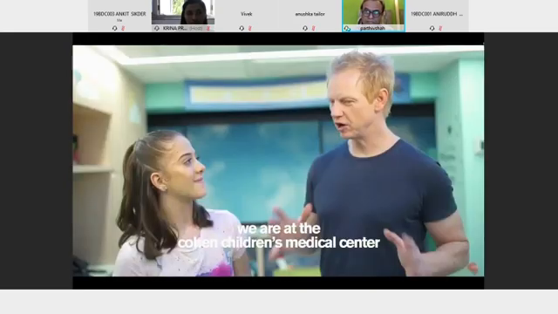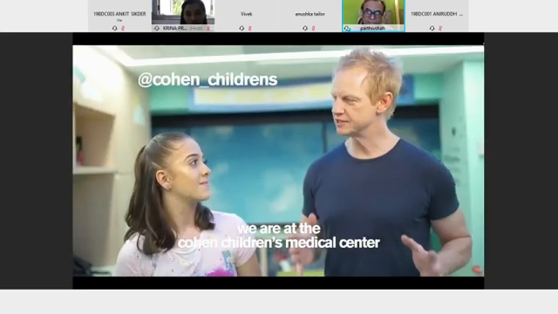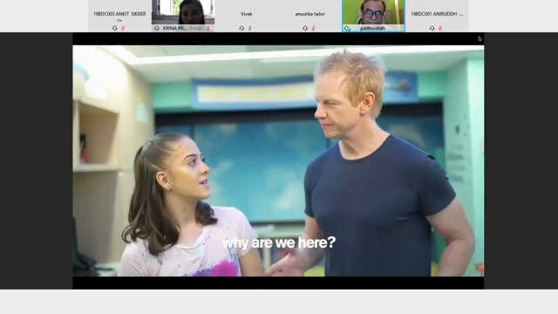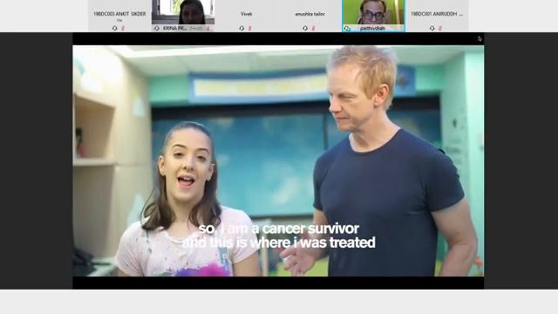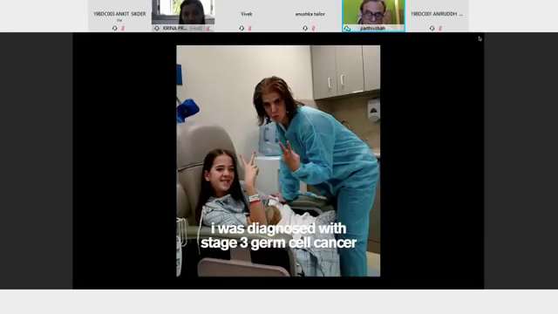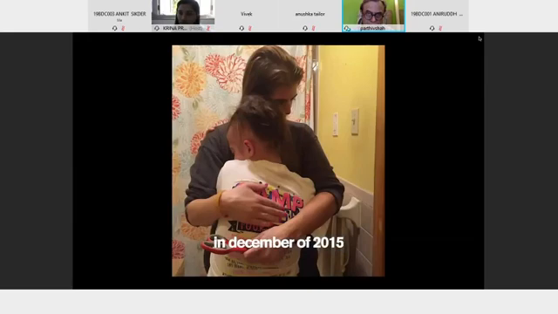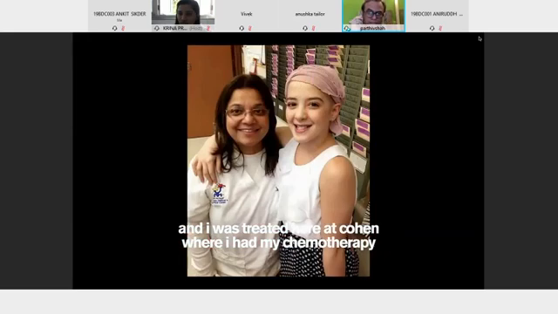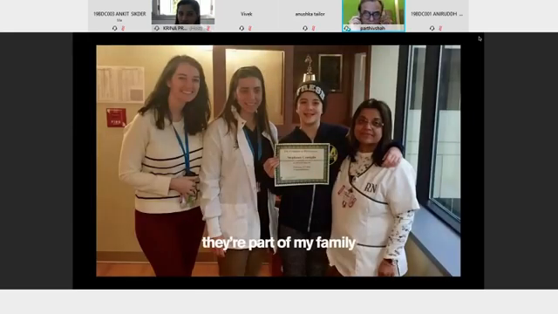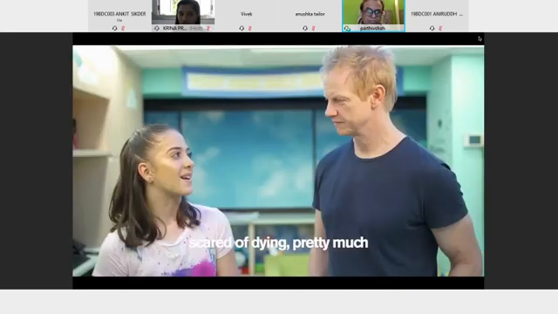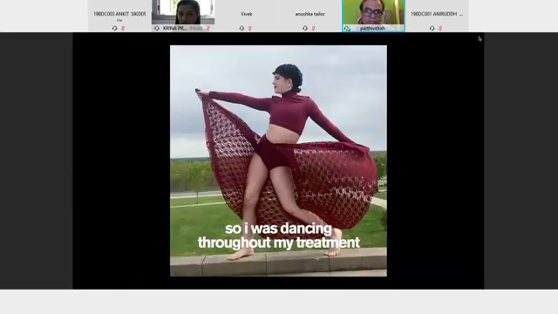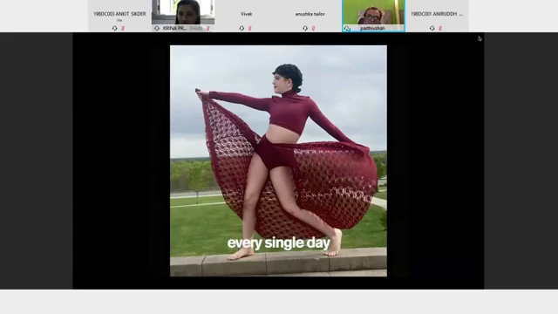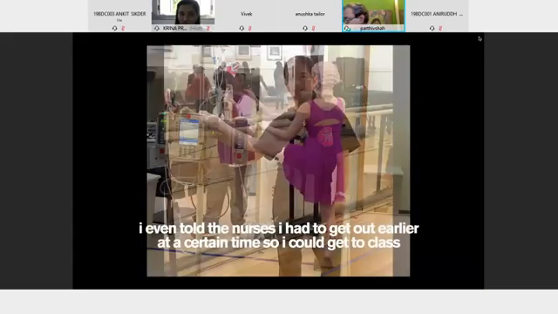We are at the Cohen Children's Medical Center. Why are we here? I am a cancer survivor, and this is where I was treated. I was diagnosed with stage 3 germ cell cancer in December of 2015. I was treated here at Cohen's, where I had my chemotherapy, and they pretty much saved my life. They're part of my family. I was 11 at the time. I was very scared of dying. So I was dancing throughout my treatment every single day. I even told the nurses I had to get out earlier at a certain time so I could get to class.